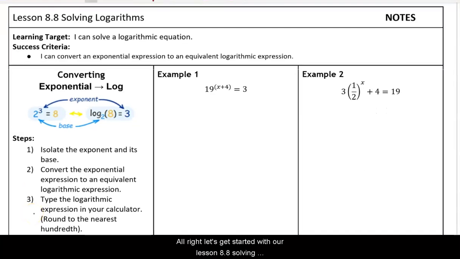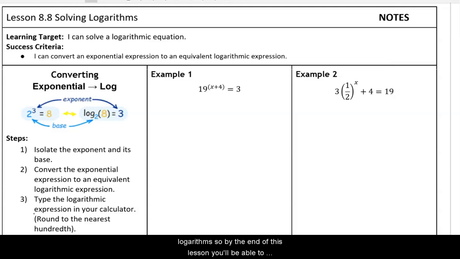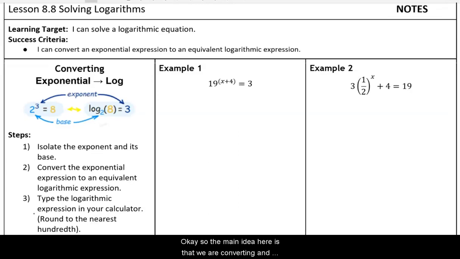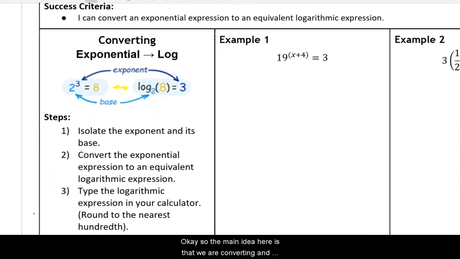Right, let's get started with our lesson 8.8, solving logarithms. By the end of this lesson, you'll be able to solve a logarithmic equation. You can convert an exponential expression to an equivalent logarithmic expression. The main idea here is that we are converting and then using our calculator to solve if possible.